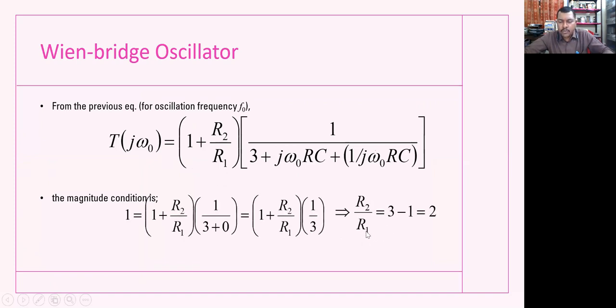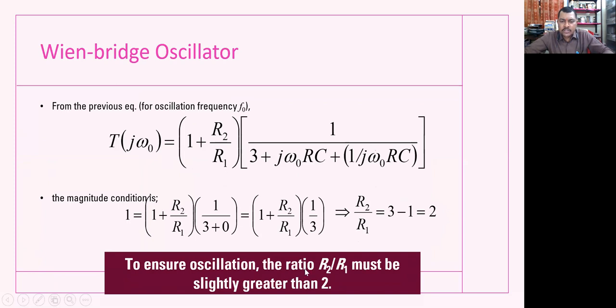And this is R2 by R1 should be equal to 2, that is 3 minus 1, that is 2. And the values of R2 and R1 are chosen so that the ratio will give you the value of 2. To ensure oscillations, the ratio of R2 and R1 must be slightly greater than 2. So we use one pot over there and we adjust accordingly because we don't have the exact value of those resistances. So we adjust that pot so that we get this ratio R2 by R1 equal to 2, right?